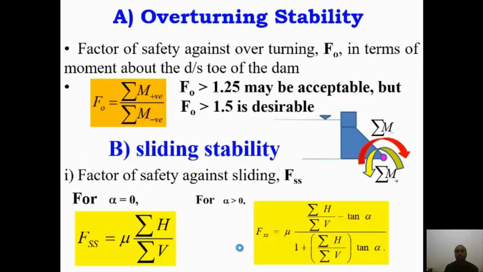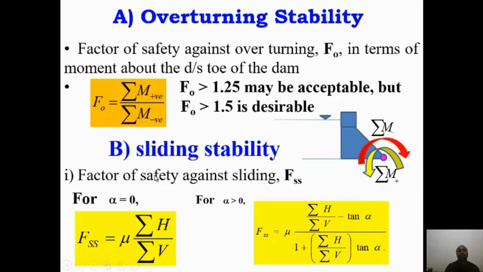For overturning stability, the factor of safety against overturning, F naught, is in terms of moment about the downstream toe of the dam. F naught equals the summation of positive moment divided by the summation of negative moment. If you get more than 1.25, it may be acceptable, but more than 1.5 is desirable or safe. These are the resisting moment and driving moment. A clockwise moment is a driving moment, but a counterclockwise moment is a resisting moment.